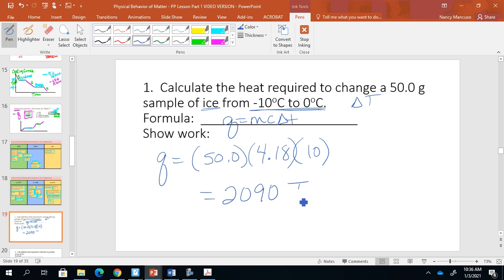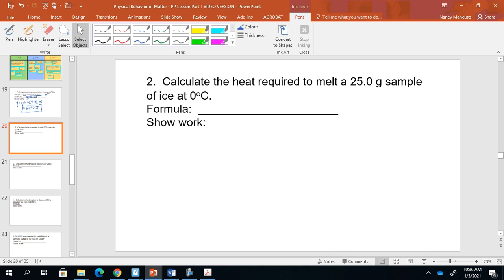Now the unit for this is joules, which is a capital J. So that is my answer. If you do get something that has multiple decimal places, you can just round it to the tenths place. This just came out perfectly that way, so I'm not going to round it. All right, let's try this next one together.